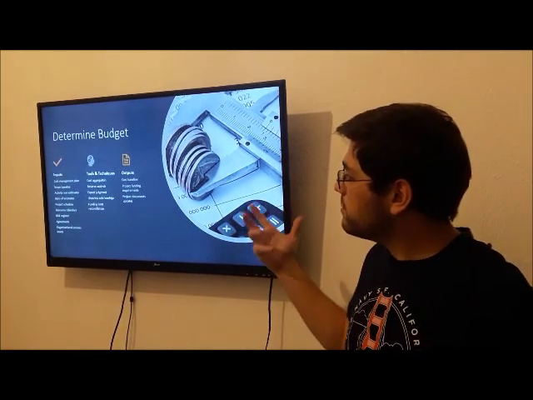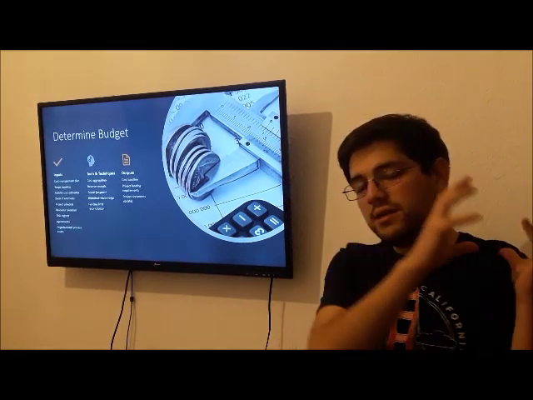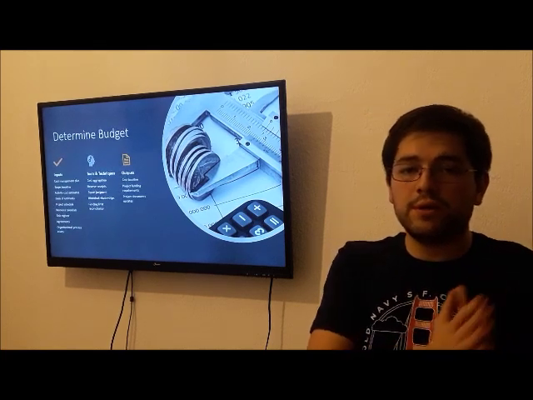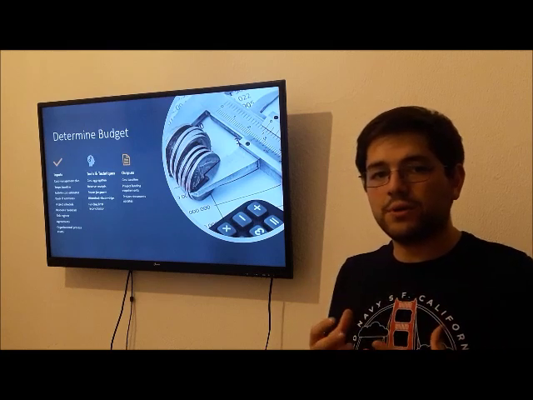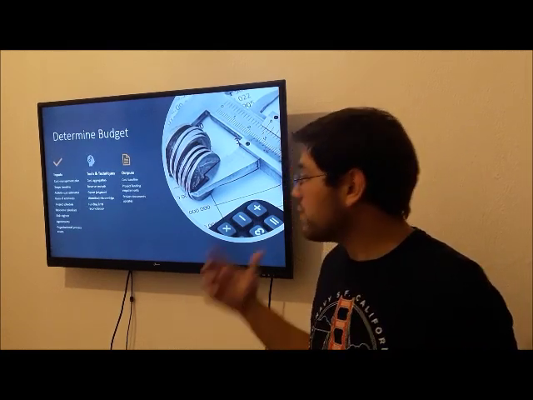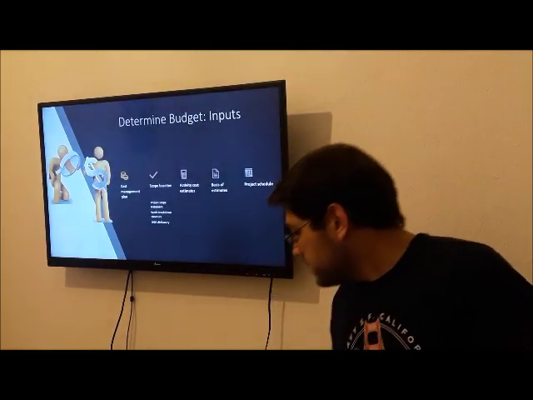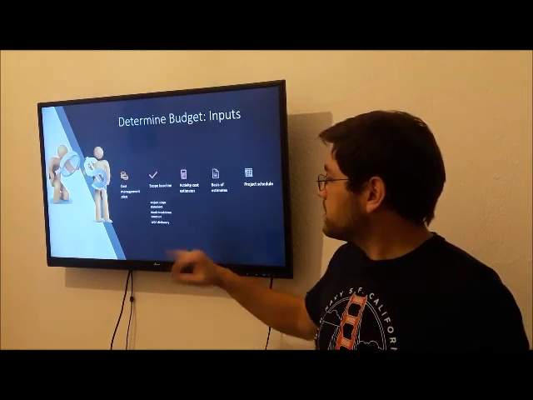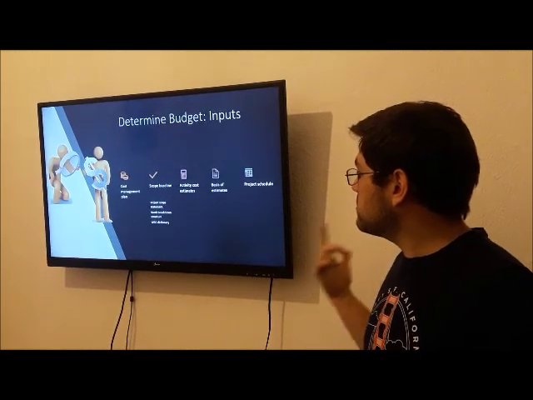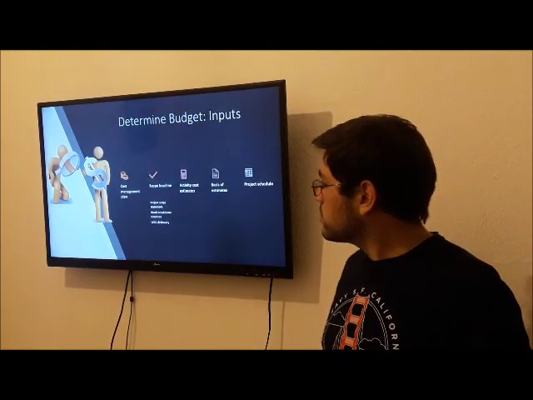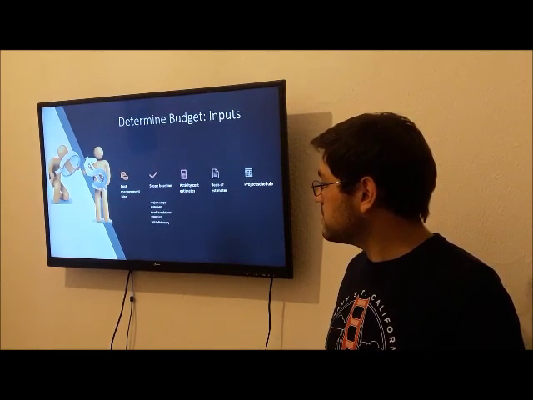Then determining the budget. This is the part where we take the estimation that we did before and put it now in real numbers, how much exactly we are going to expend. We have our inputs, our tools and techniques, and the outputs as well. Determining the budget inputs, we have the cost management plan, scope baseline, activity cost estimate, basis of estimate, and project schedule. For the scope baseline, we have the project scope statement, work breakdown structure, and WBS dictionary.